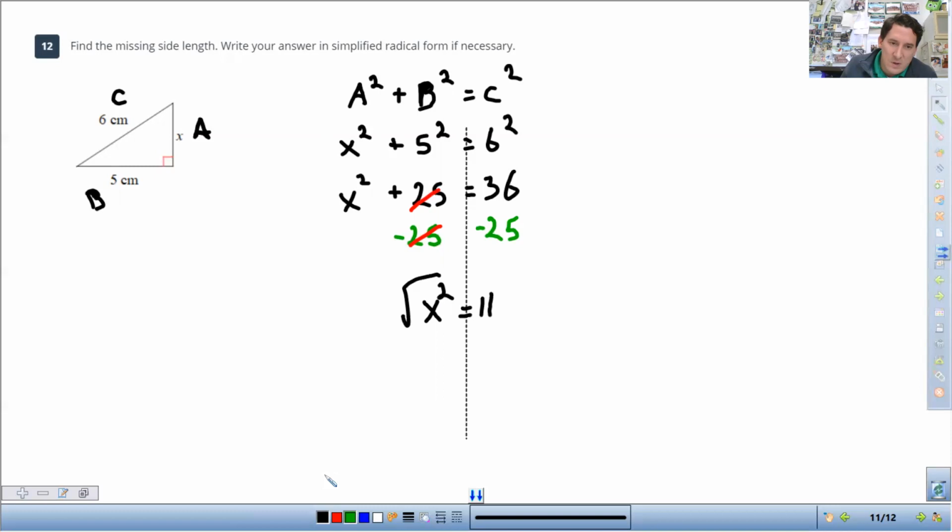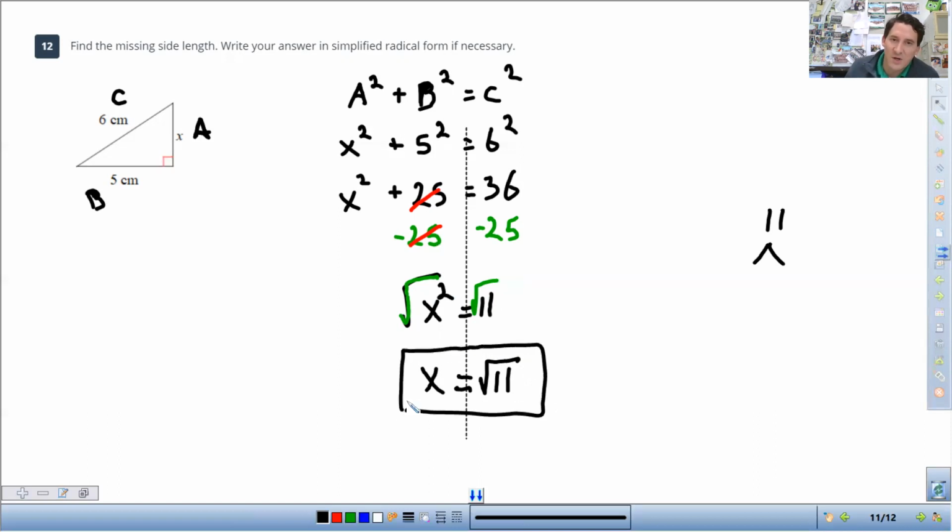Square root both sides. Square root of X squared is just X. And so from here, square root of 11, that is not a perfect square, so we need to do a buddy system on it. 11 doesn't split into anything. It's a prime number. So when that happens, you just leave that 11 underneath the radical. So it's just square root of 11. So if there's no buddies, nothing to pull out, you just leave it as is, and we are done.